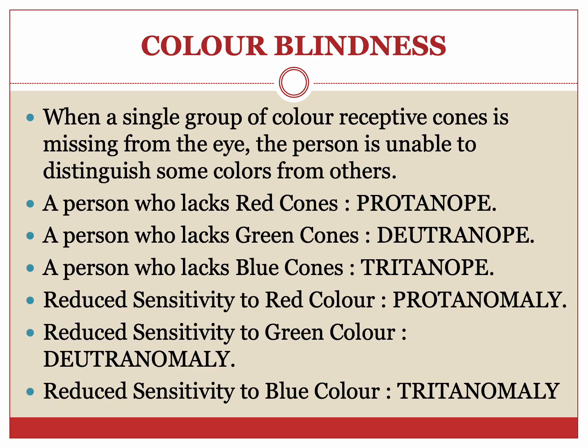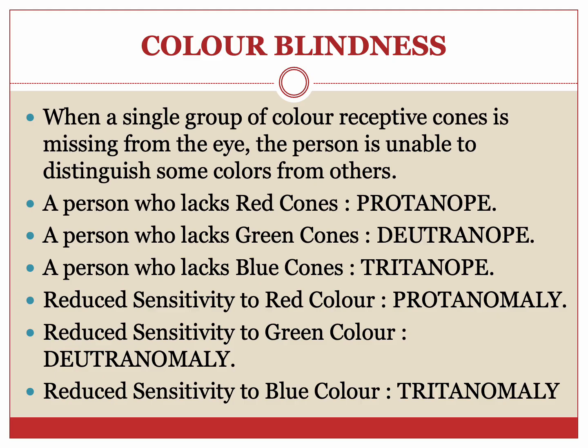Now moving on to color blindness. What is color blindness? When a single group of color respective cones is missing from the eye, the person is unable to distinguish some color from the other. Now there are different types. If a person lacks red cones, he is known as protanope. If he lacks green cones, he is known as deuteranope. If he lacks blue cones, he is known as tritanope.